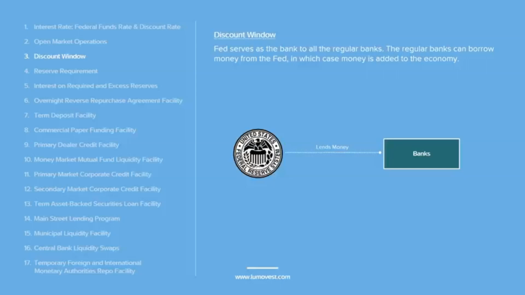When the Fed lends money to the banks through the discount window, the banks receive money from the Fed, which they can lend to consumers and businesses, which increases money supply.